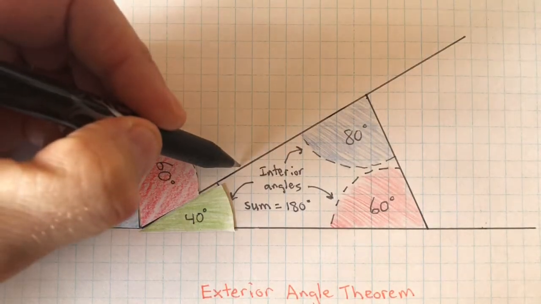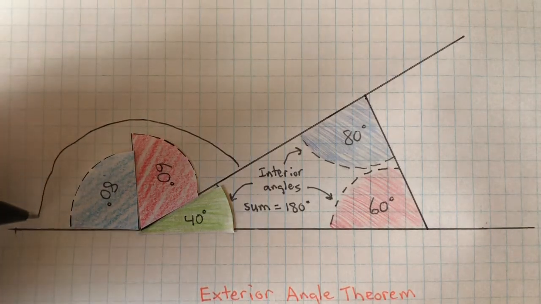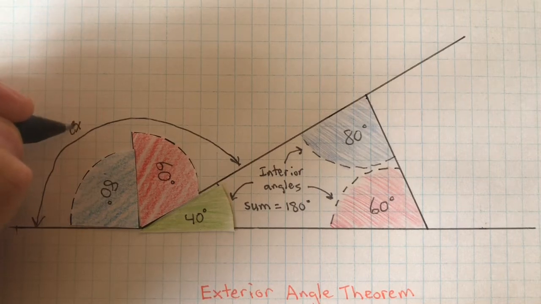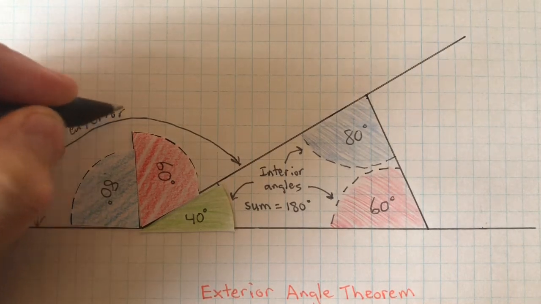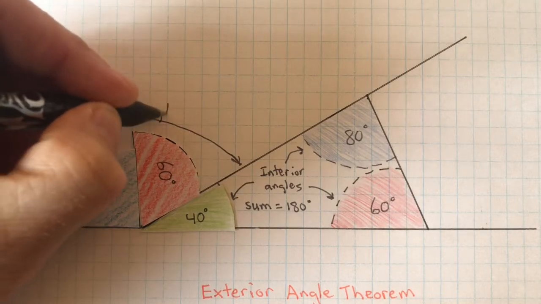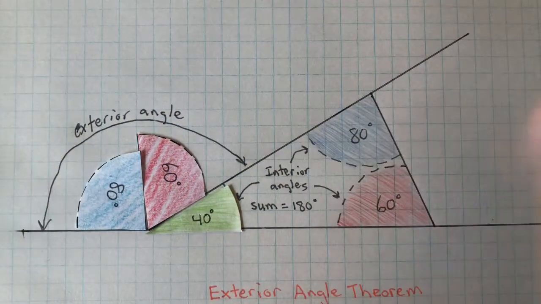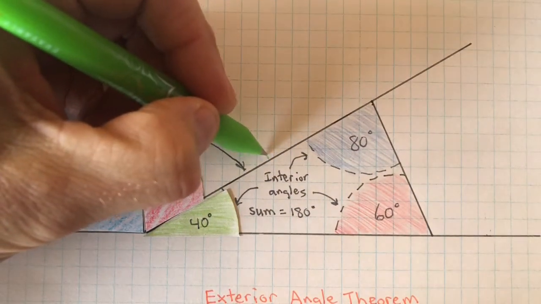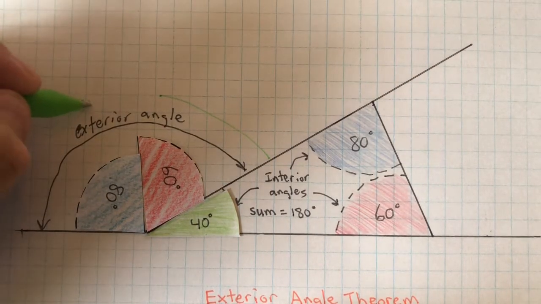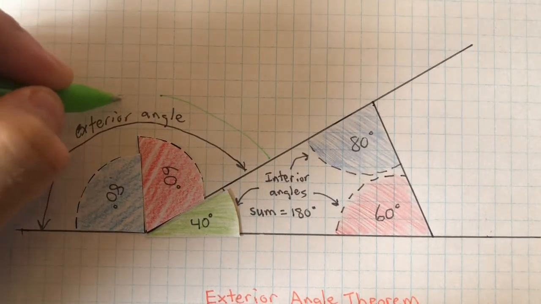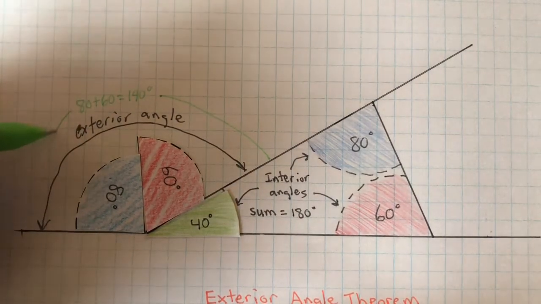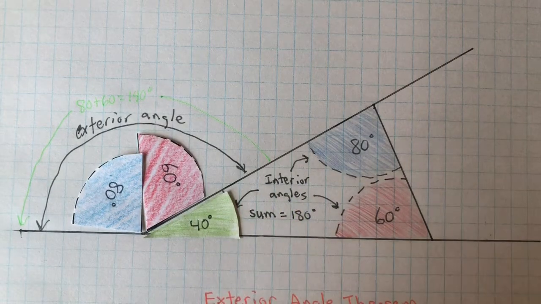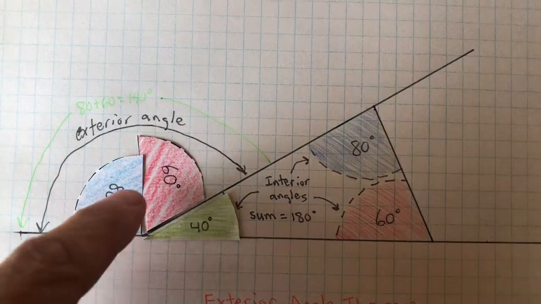So here we have this exterior angle here. I'm going to go ahead and write exterior angle will equal the sum of these two angles. So we have 80 plus 60 equals 140 degrees. And that will work for any two remote interior angles.